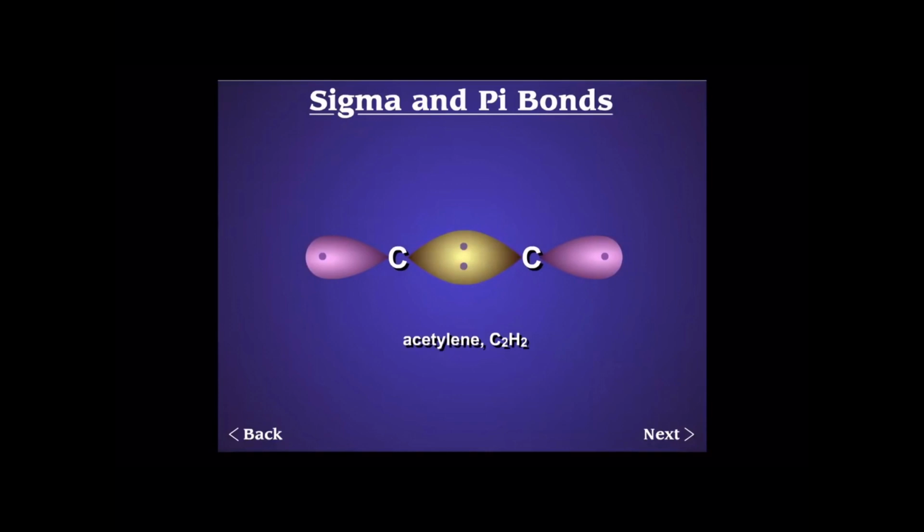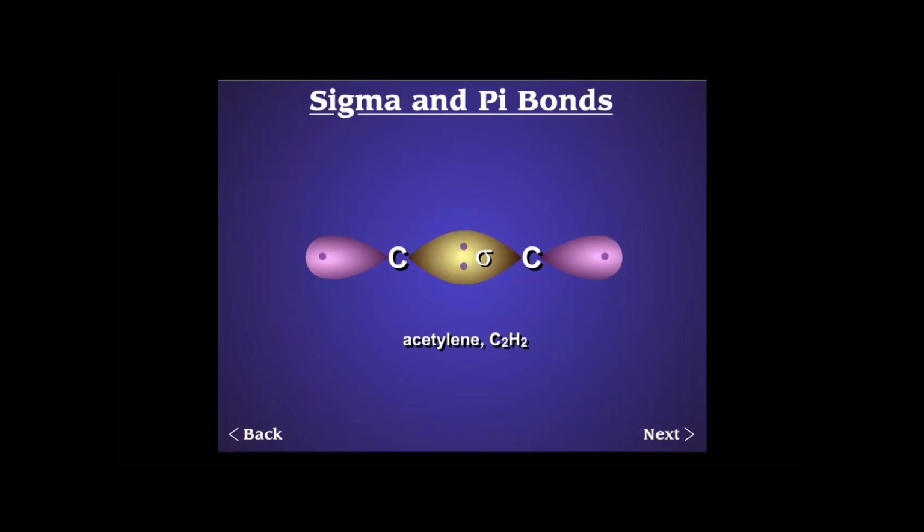The bond formed between the two carbon atoms is called a sigma bond. A sigma bond is a covalent bond formed by orbitals overlapping end to end. The electron density is concentrated between the nuclei of the bonding atoms. In this sigma bond, 2 electrons are shared between the carbon nuclei.